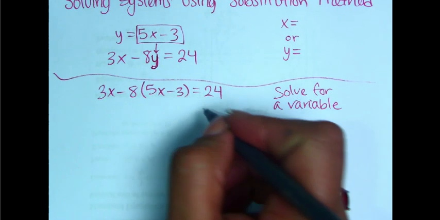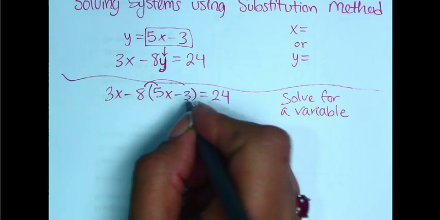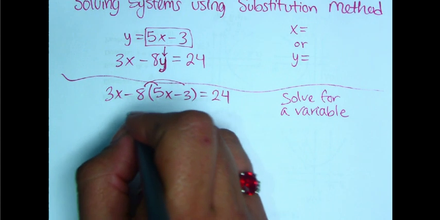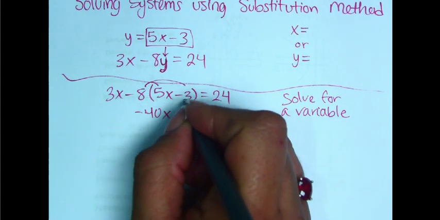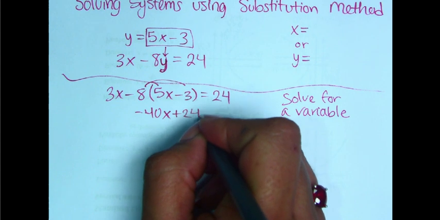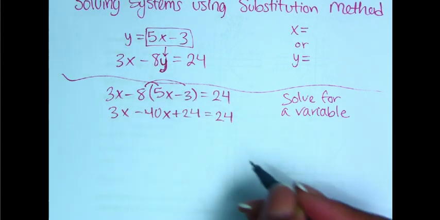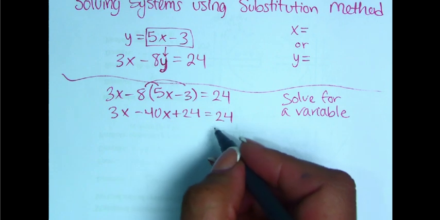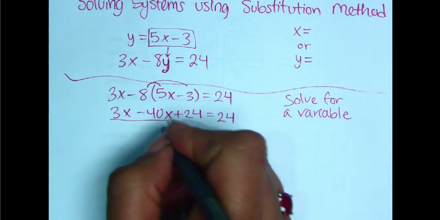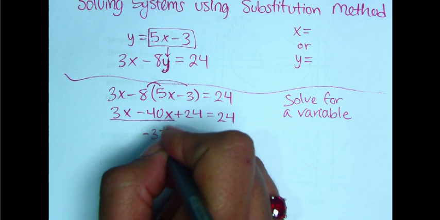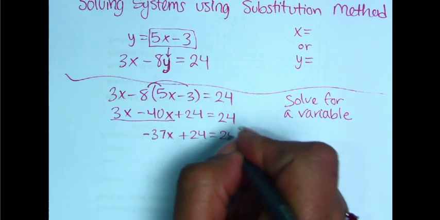So this is just solving an equation. Distribute. So we distribute negative 8 into the expression. So negative 8 times 5, that's negative 40. And negative 8 times negative 3, that's positive 24. So then now I bring down everything else. And then the next step in solving, we combine like terms. So we combine 3x and negative 40x. That is a total of negative 37x plus 24 equals 24.